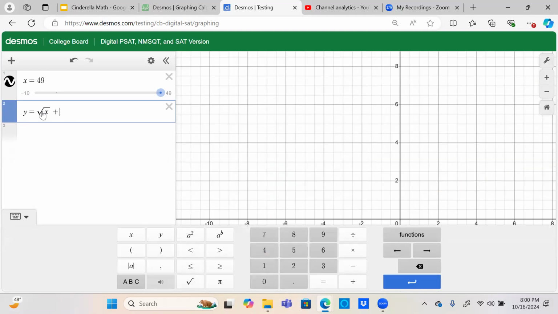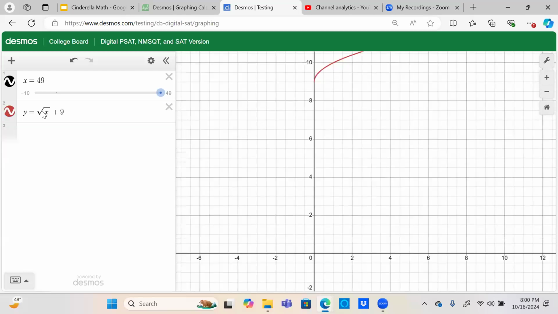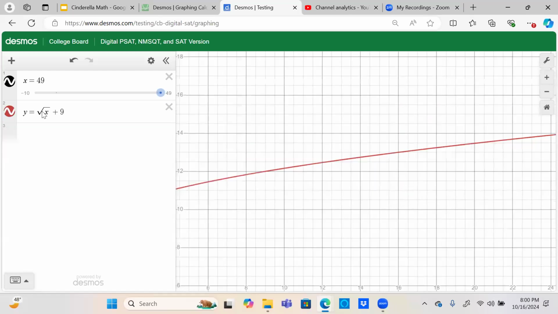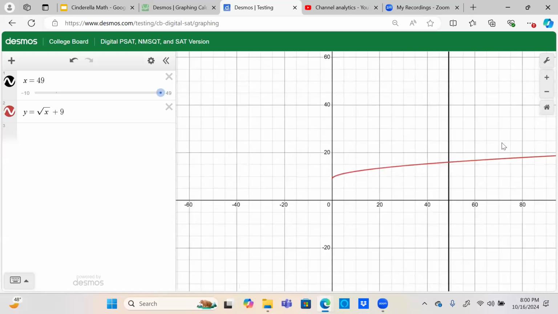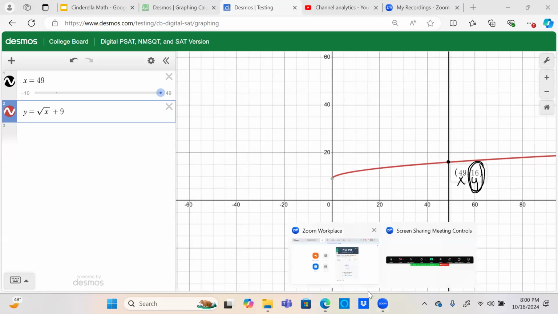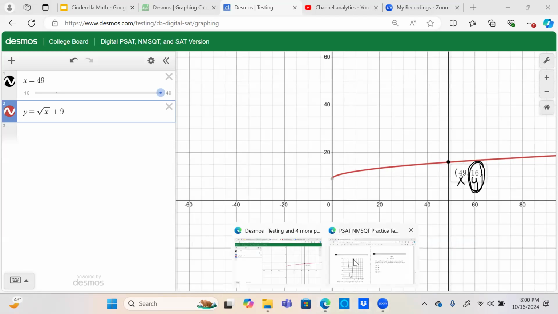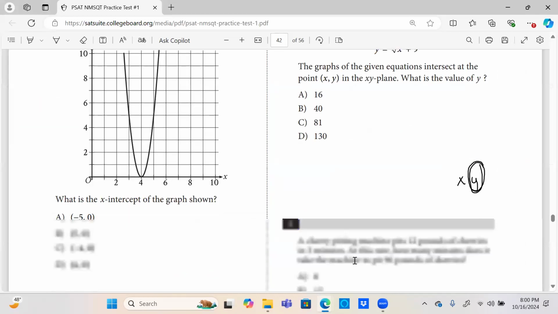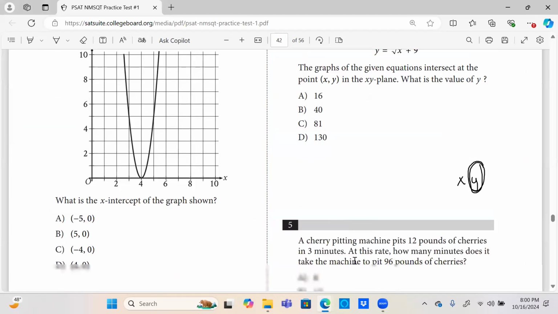And then you're looking for where these intersect. You might have to zoom in or zoom out. There we go. Then click where they intersect. This is the X, this is the Y, and the question was asking for the Y. So 16, which is what we got by hand. Either method works. 16, which is choice A.